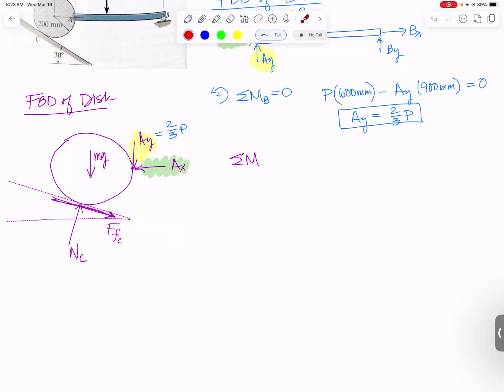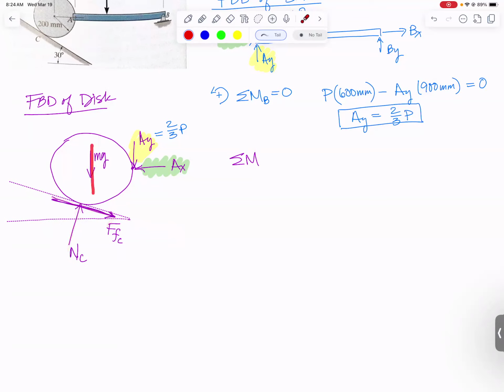It looks really complicated, and once you have circles involved, finding distances is really not fun. The other place that might be tempting to sum moments would be point C. Nice idea, because then NC and the force of friction at C don't contribute to the moment.